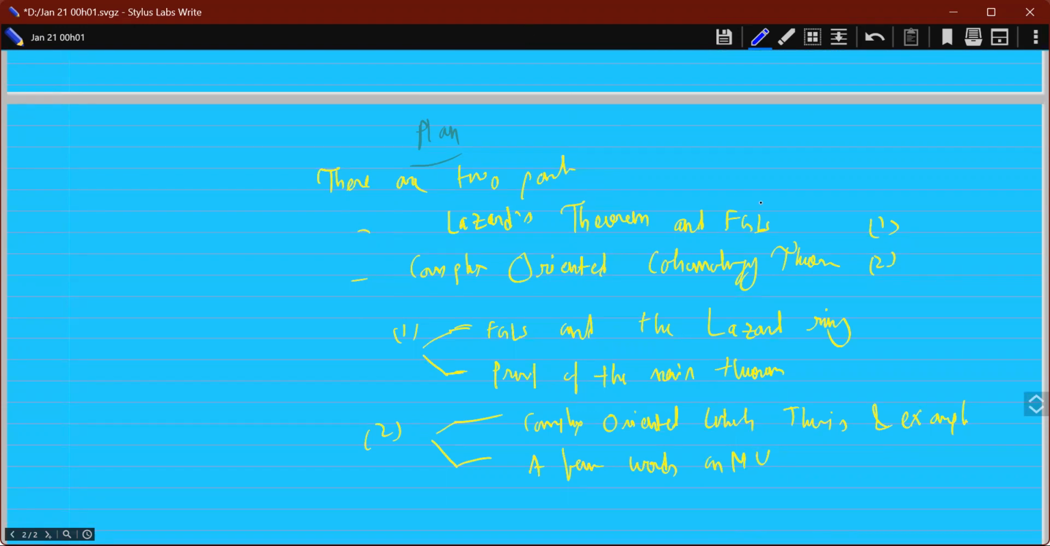So there are two parts, and for the first part there are two halves. You can picture it this way. First we'll introduce the Lazard ring, talk a bit about formal group laws, and then go on to prove the theorem, right? And for the second part, as the title suggests, we'll talk about complex oriented cohomology theories and give a few examples and possibly a non-example also, right? And then I'll talk a bit about complex cobordism, so that the transition is smooth for the next talk, right?